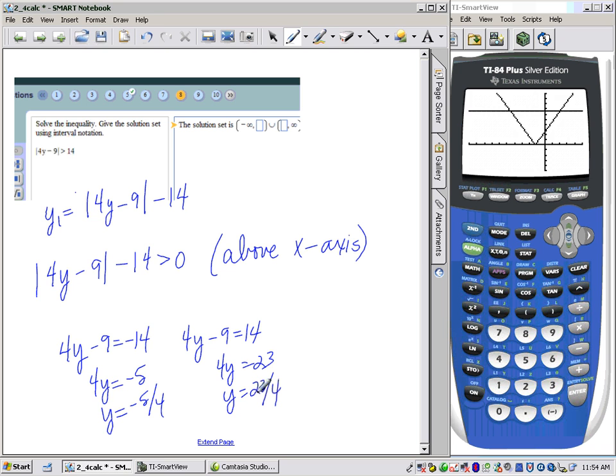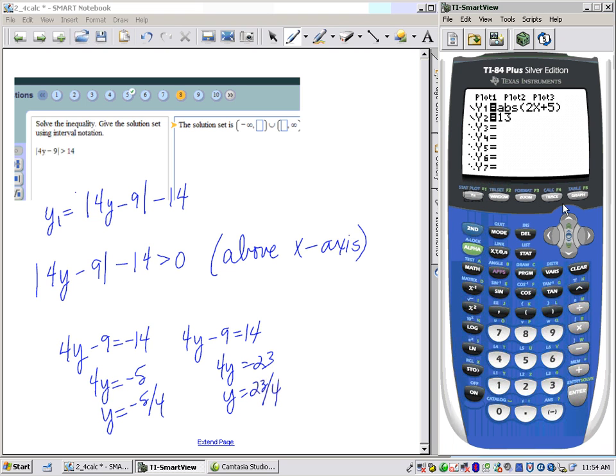Okay, so now if we graph, let's say this, clear this out. So in y1 we're going to put absolute value, so press the math key, go to the number menu, select option 1, absolute value of 4y, but for our variable we will use x, 4x minus 9. Very important to close parentheses, and then minus 14, and now graph.